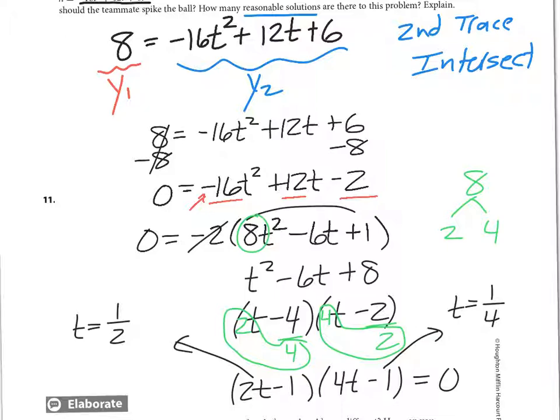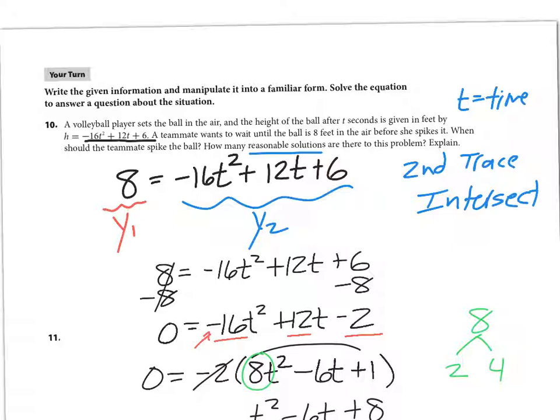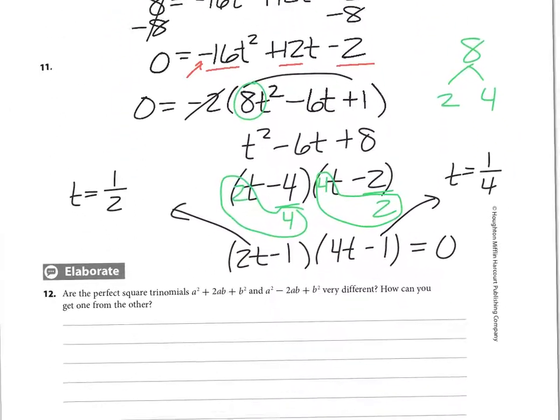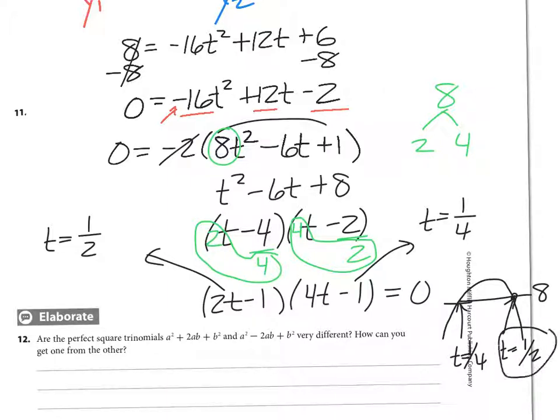There are 2 times here, because having coached volleyball, I understand this. We're talking about a teammate who wants to wait until the ball is 8 feet in the air before she spikes it. When should she spike the ball? So the ball is in the air at 8 feet twice, because think about it, the ball goes up and comes down. So if this is 8 feet right here, it's in the air there once, this would be at t is 1/4. It's when it first goes up, the shortest time. But then it's going to come back down to 8 feet, and that's t is 1/2. That's when the player is waiting.